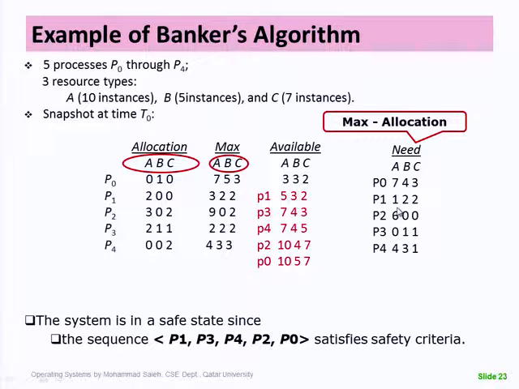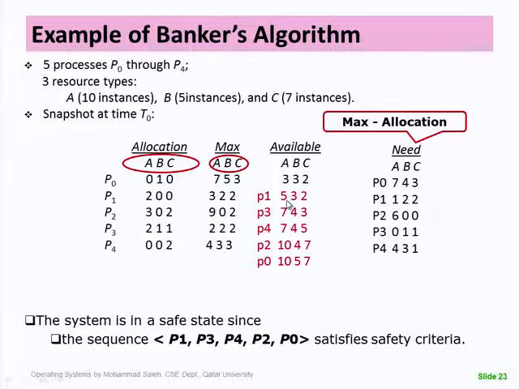And if P1 is finishing, we can get the resources that were allocated to it and add them to the available ones at the time it's finished. So we can assume that P1 is finished, and by that we get all the resources that it was using, which are basically 2 instances of type A. We add them to the instances of type A. As a result, we will have 5 instances of type A instead of 3.